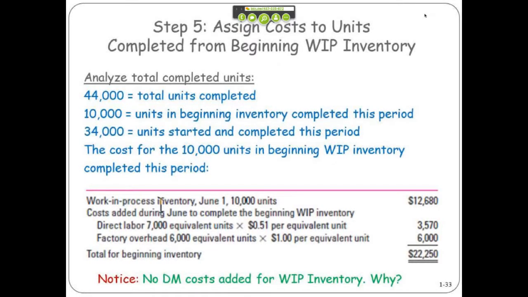So let's think about now all the units we worked on in June as we think about work in process and finished goods. Okay? The cost we're going to be adding to finished goods here. Well, we know at the beginning of the period we had 10,000 units, right? 100% complete for direct materials. We're adding nothing related to direct materials for them.